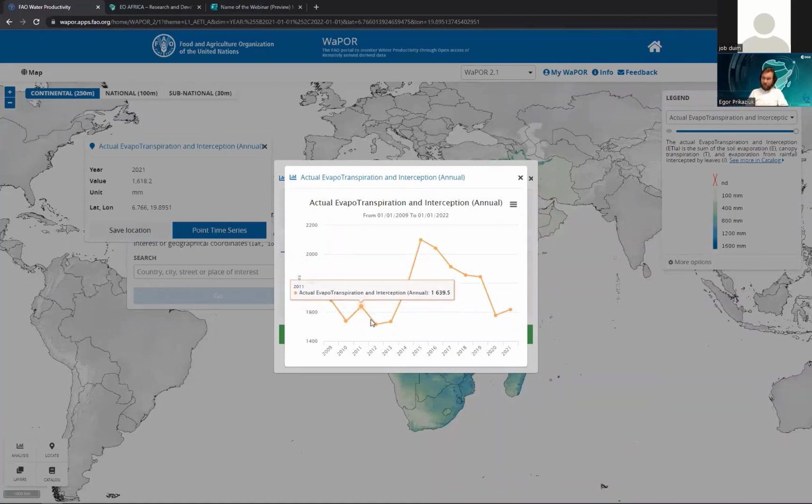So we saw that there were dry years before 2013. Then there was a wet year in 2015, and the years afterwards were also relatively wet. 2020 was again kind of dry in that area. This data you can export, download as CSV, open it in Excel, analyze, compare with the neighboring points with the neighboring countries.